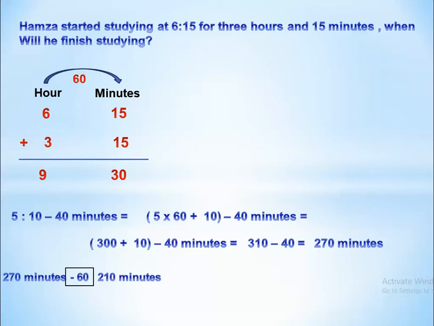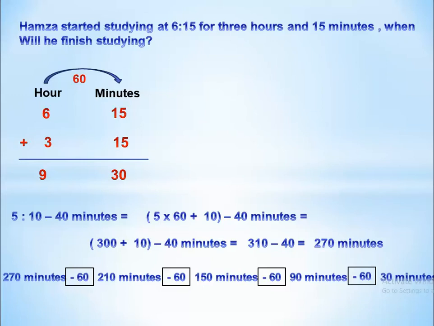270 minutes is more than we can put. So let's subtract 270 minus 60. It will be 210, still greater than 60. Minus 60, it will be 150, still greater than 60. Let's subtract again, 150 minus 60. It will be 90, still greater. Minus 60 again, it will be 30. So how many 60s here? 1, 2, 3, 4. It will be 4 hours and 30 minutes.